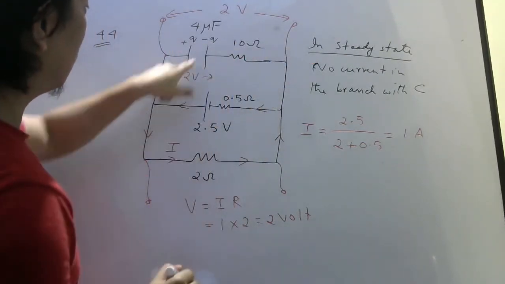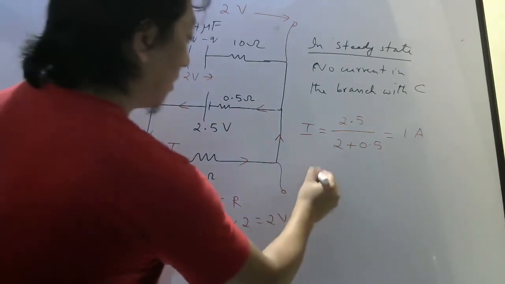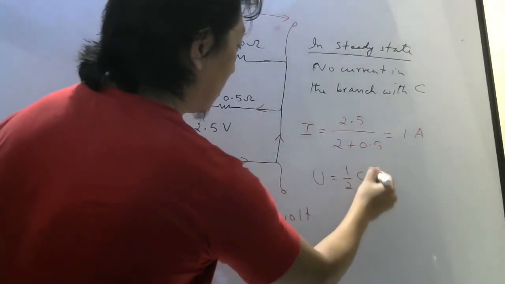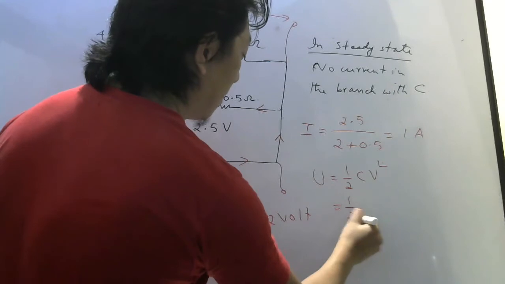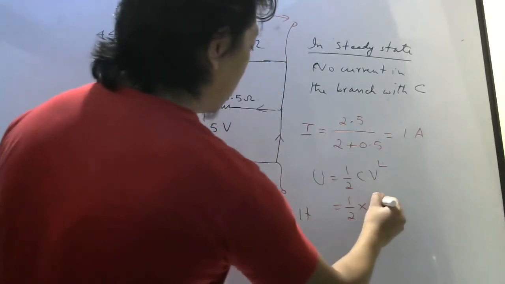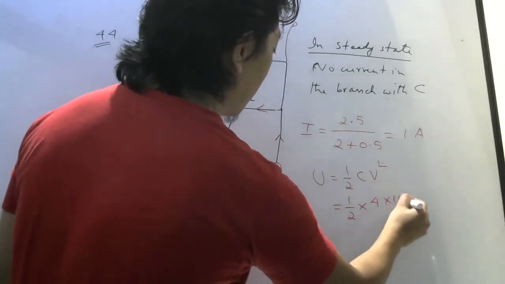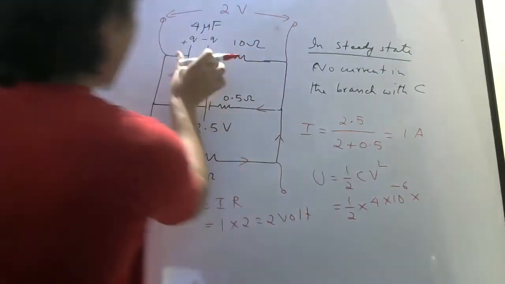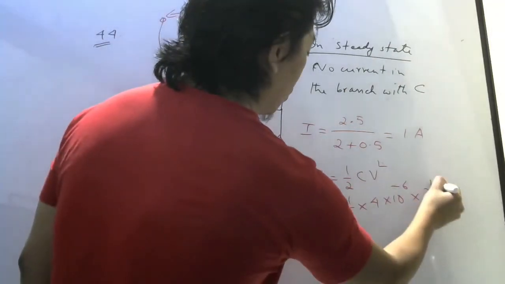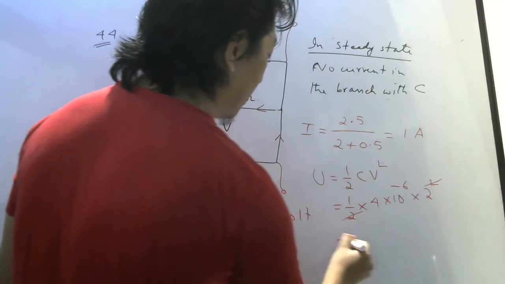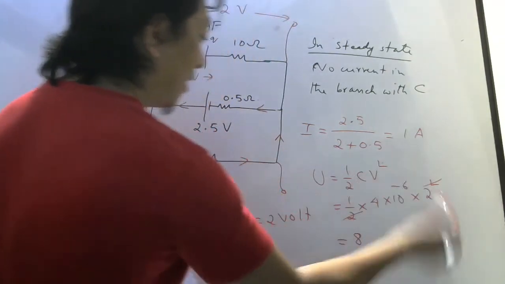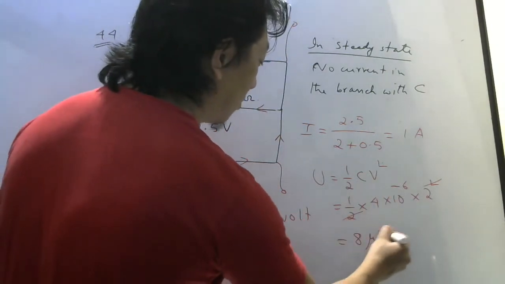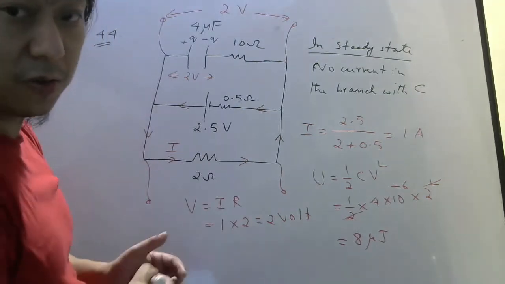So once I know the voltage for this capacitor, what is the energy stored? Half CV square. Half C is how much? 4 microfarad, 10 power minus 6. Voltage here is 2 volt. So 2 square. So the 1, 2 you can cancel. 8, 10 power minus 6 joules, that means 8 microjoules. Okay, now you can find charge also.